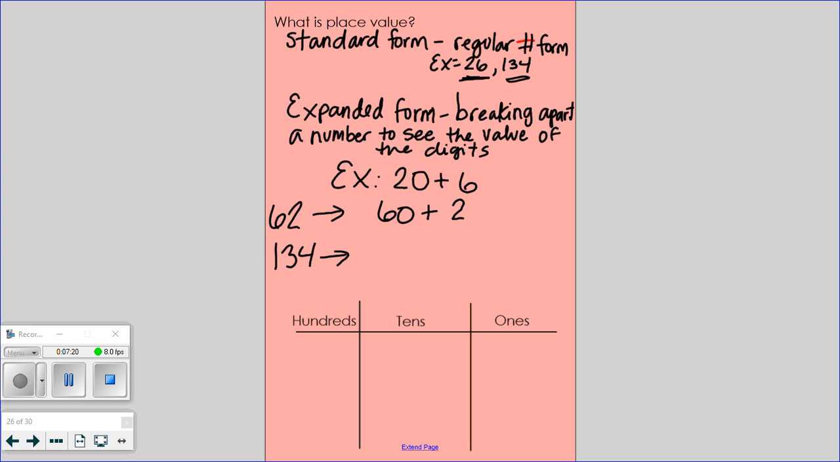Bria? 100. It means 100. Does that 3 really just mean 3? Or does it have an actual meaning, an actual value? William? 30. What about our 4? What does that 4 actually mean? Really? 4. It really does mean 4.